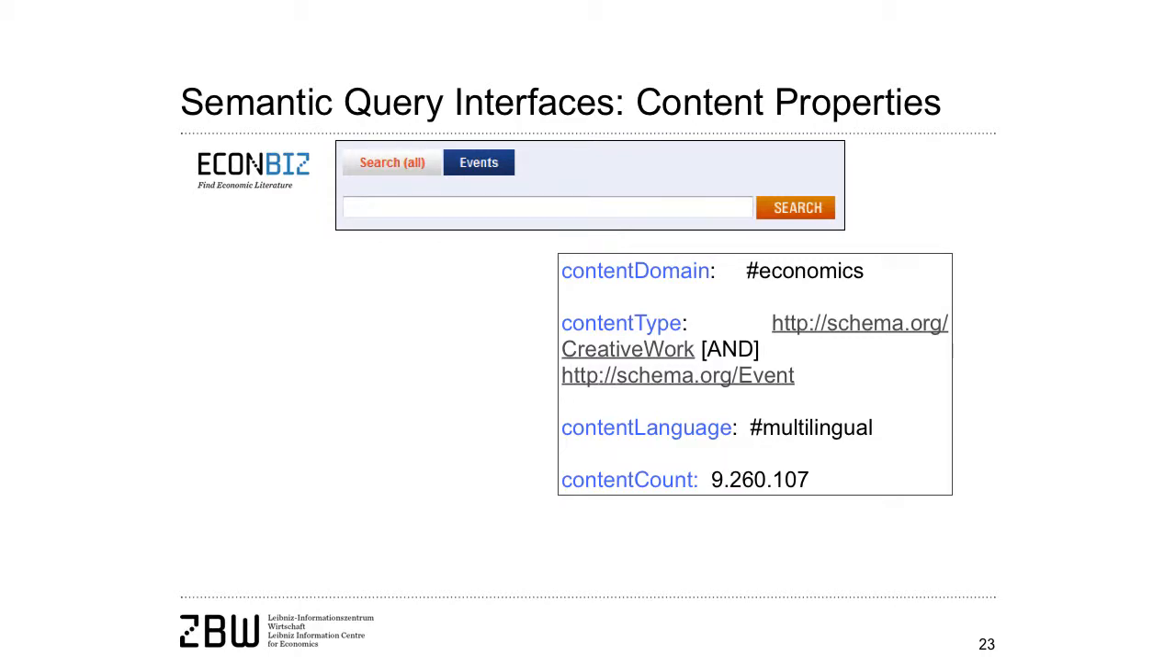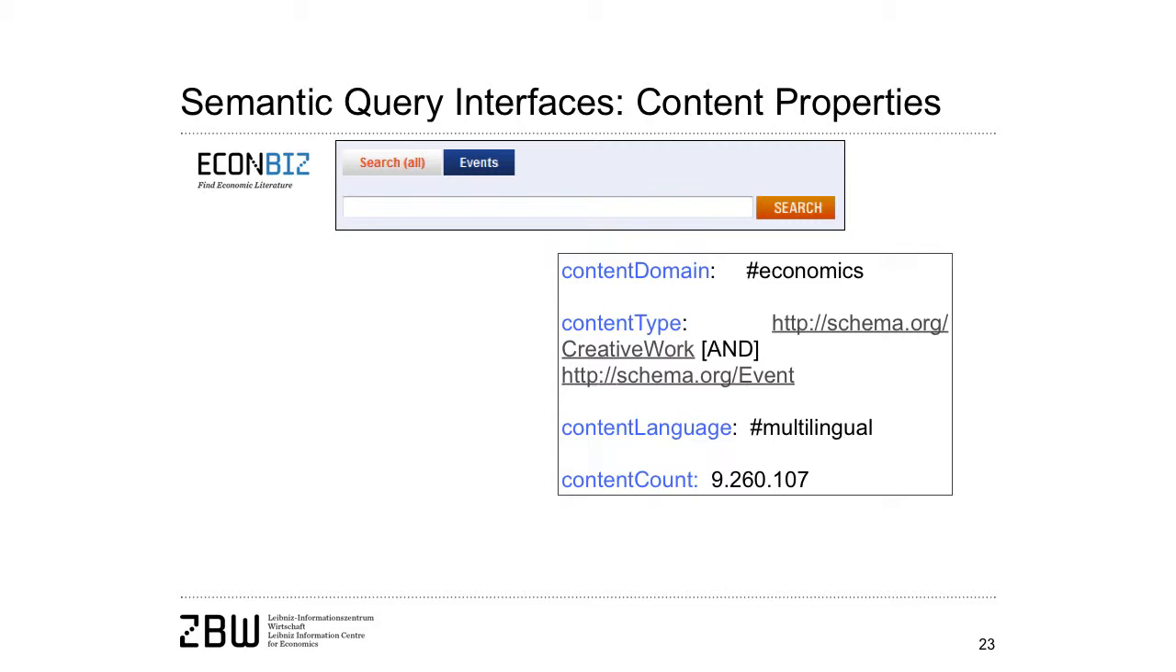As to the content properties, we semantically describe for that query interface that the content of this deep web database is on economics. We semantically describe what type is available there, and there are two types: creative work, these are the articles, but we also have a big database on events. So these are the two different content types we offer.